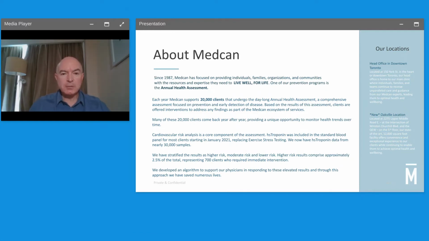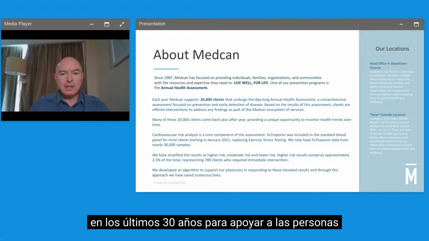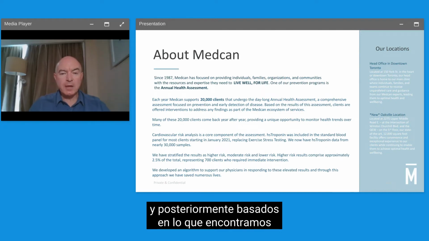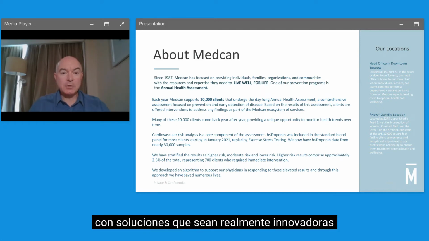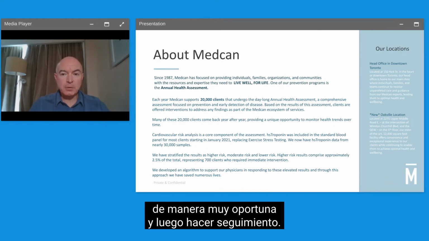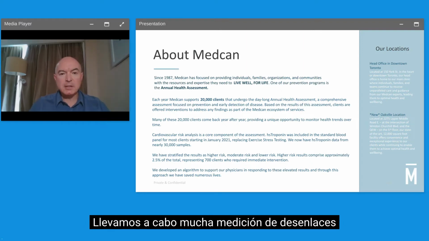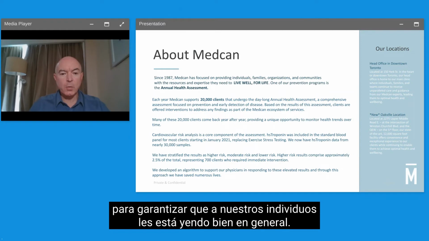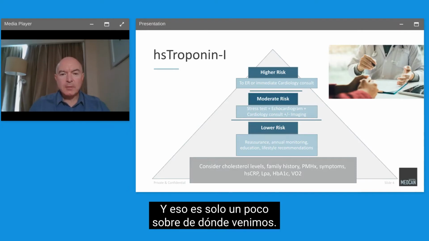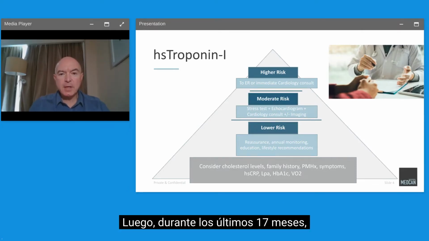And so we have built a series of programs over the last 30 years to support people, initially very focused on prevention, and then subsequently, based on what we find in our preventative screening programs, actually offer solutions that are innovative and best practice and provide those interventions in a very timely way, and then do follow-ups. So we do a lot of measurement of outcomes to ensure that our individuals are doing well overall. And so that's just a bit about where we've come from. And then over the last 17 months, we've had a very interesting relationship with this high-sensitivity troponin I, in that we did this in the middle of a pandemic.